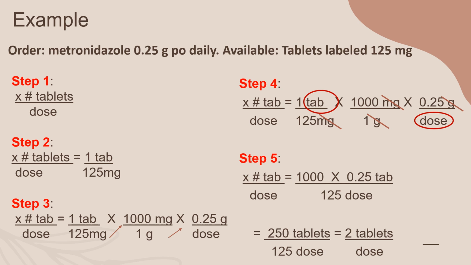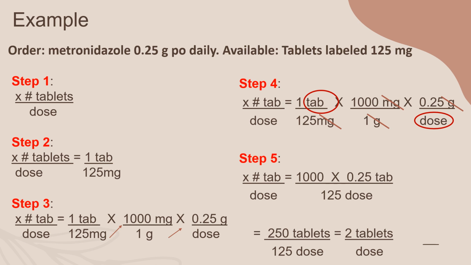Next, we have to put down what we know about grams, which is 0.25 grams is our dose. Now we have the ability to cancel out the grams and the milligrams. So do you see how we couldn't go forward just from milligrams to grams because they're not the same unit of measurement, so we can't cross them out.